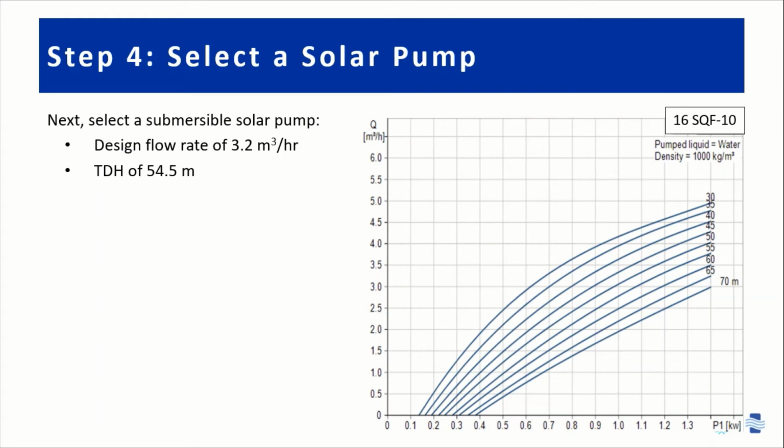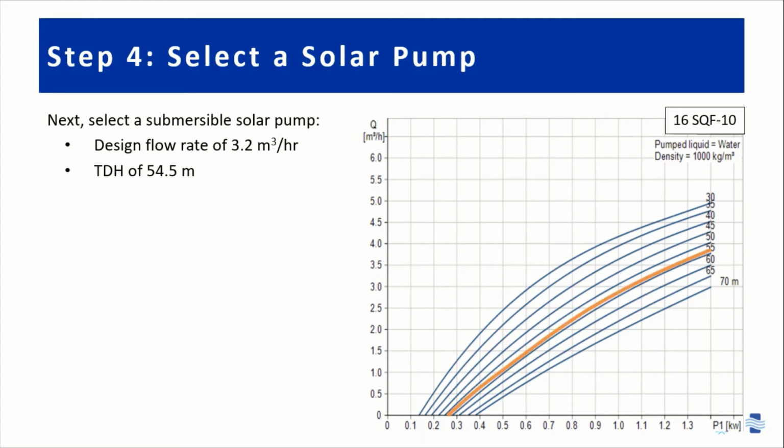Next, the 16 SQF-10. When looking on the y-axis at our pump curve, we do see that 3.2 appears. We can then also look at the blue lines showing TDH values between 30 and 70 meters. And so our TDH of 54.5 falls right in line.